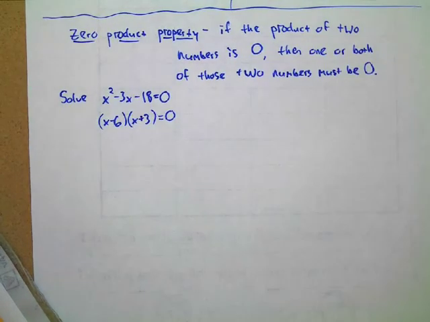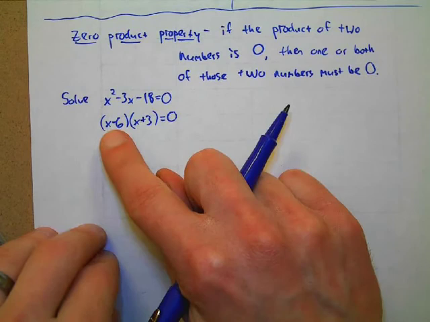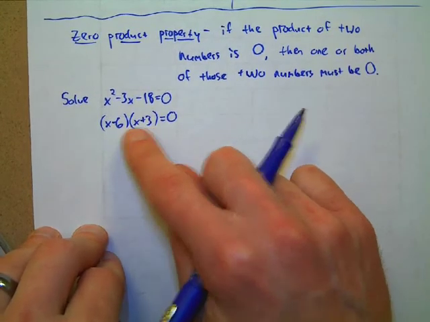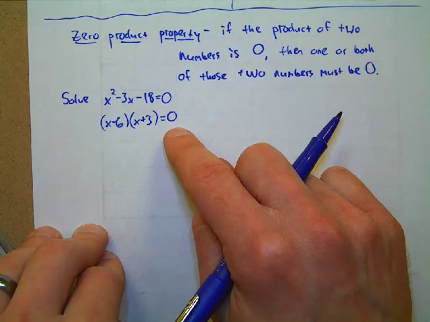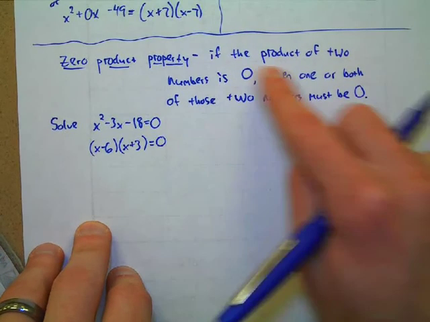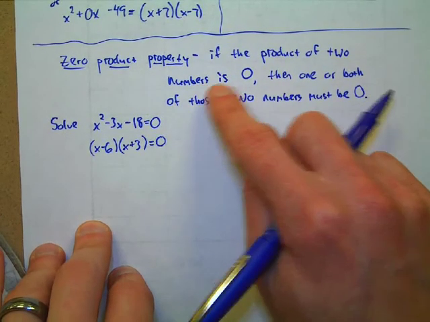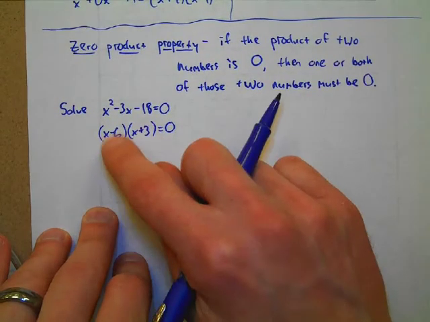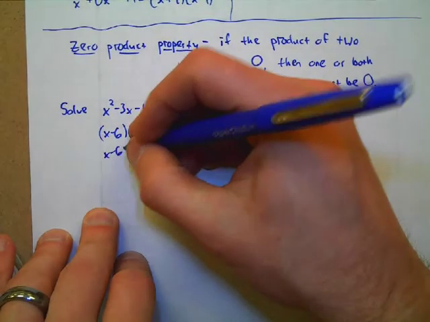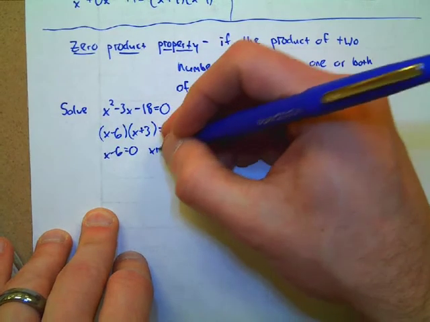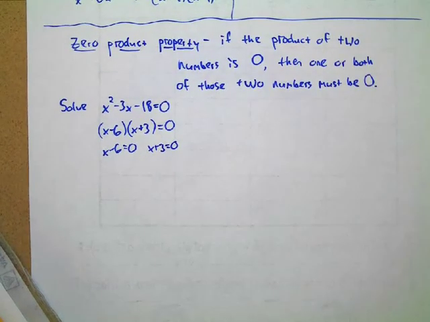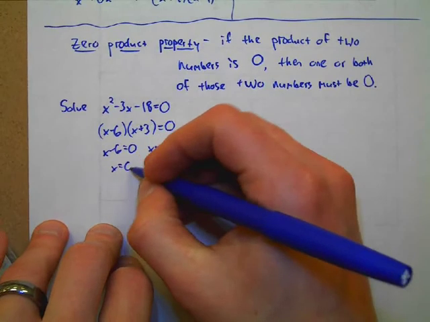Now we have a product of two things. Two things that multiply and they give us 0. So if the product of two numbers, or really two expressions, is 0, then one or both of the two numbers must be 0. So in other words, this must be 0, or x plus 3 must equal 0. And so we get x is 6 and x is negative 3.